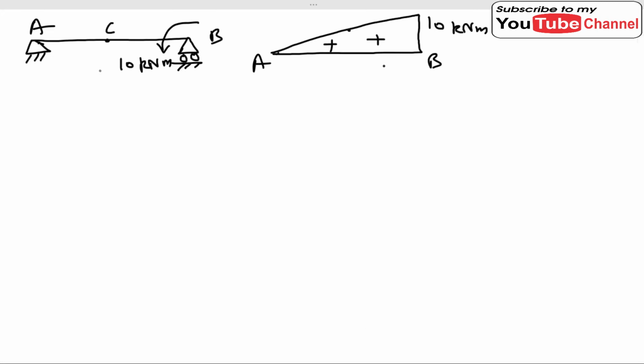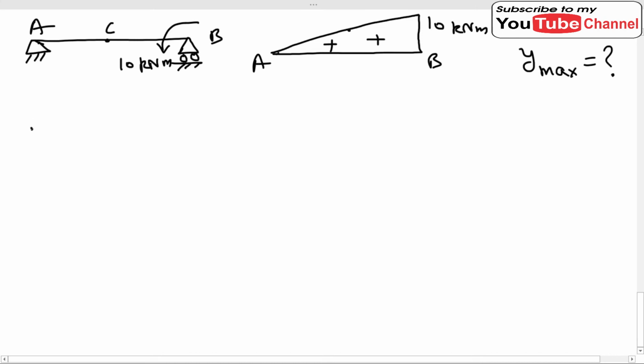Okay, so let us see how we will do this. So we have found out the slope at A and B and the deflection at C. Now we have to find out the Y max. Okay, what is Y max? Y max is the maximum deflection. So as I have said, the loading is unsymmetrical. We don't know where the deflection will be maximum. Okay, so first we have to find out the point at which the deflection is maximum.